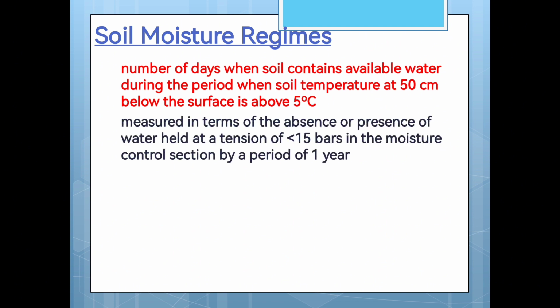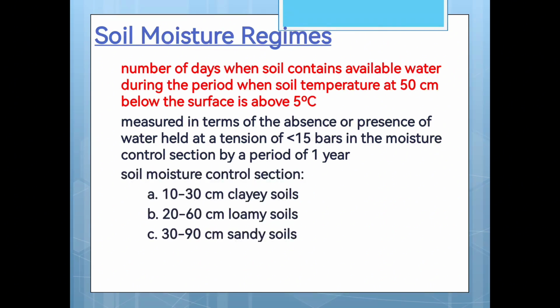This is measured in terms of the absence or presence of water held at a tension of less than 15 bars in the moisture control section by a period of 1 year. So they measured it for 1 year. And then they also have different soil moisture control sections depending upon the texture of the soil. The soil moisture control section for clay soils is within 10 to 30 centimeter, 20 to 60 centimeter for loamy soils, and 30 to 90 centimeter for sandy soils. So dun sila ngayon nagme-measure.